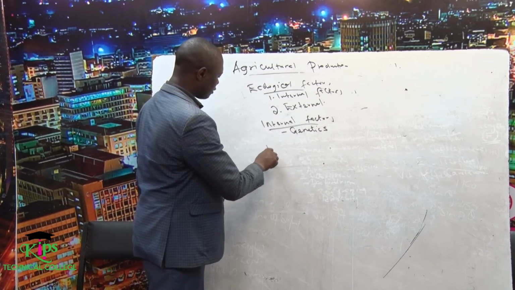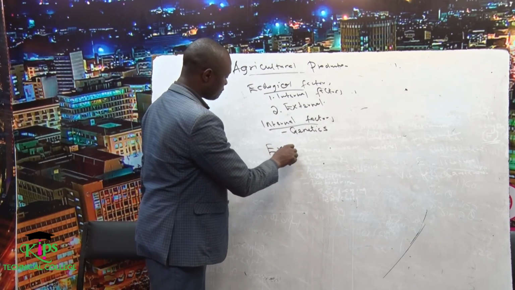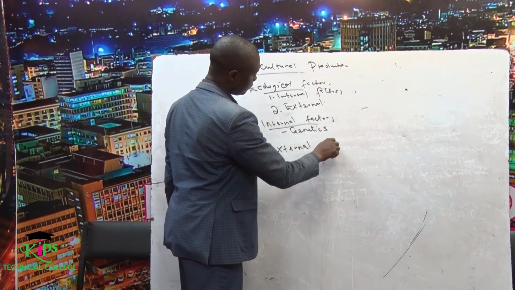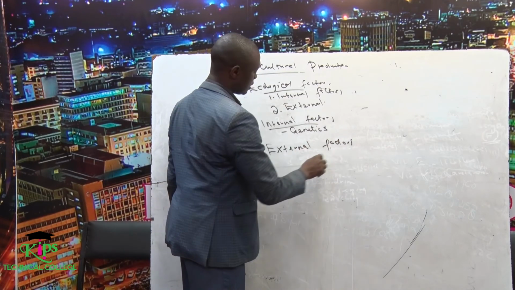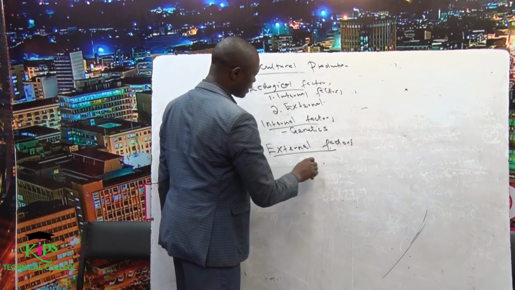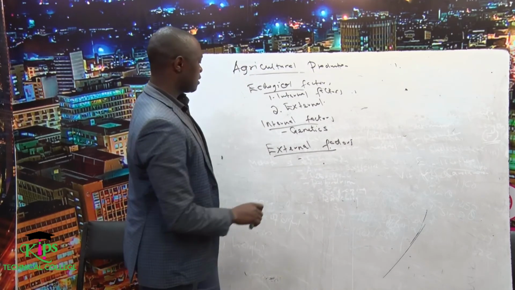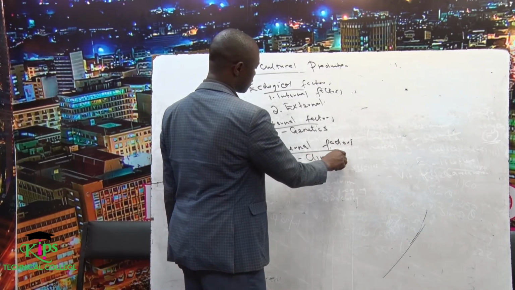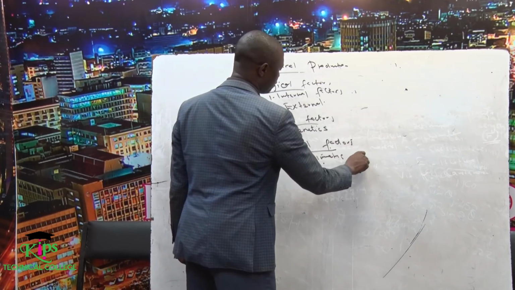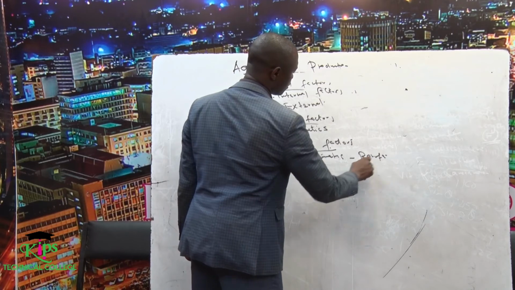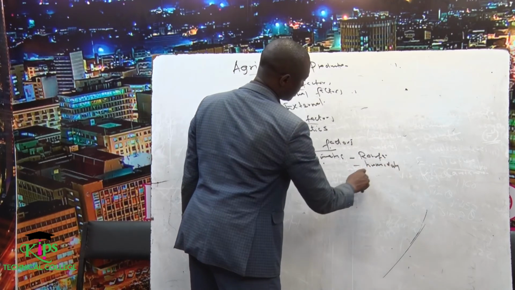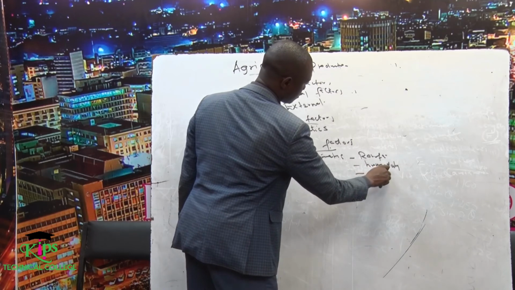Then we have external factors. This is where we have many factors which affect agricultural production. Now, in the external factors, we have the climatic factors. In terms of rainfall, humidity, sunshine or sunlight.